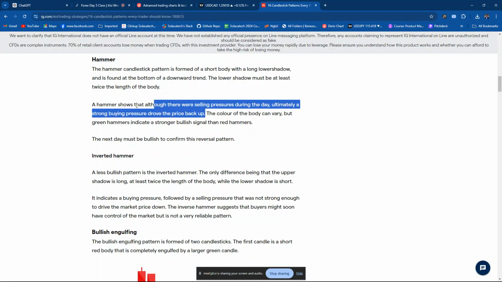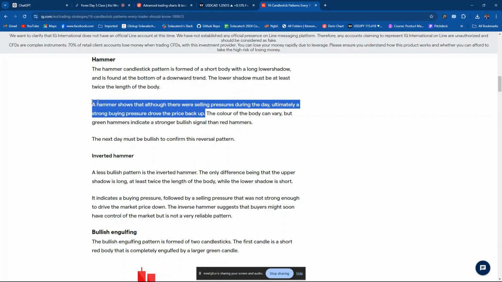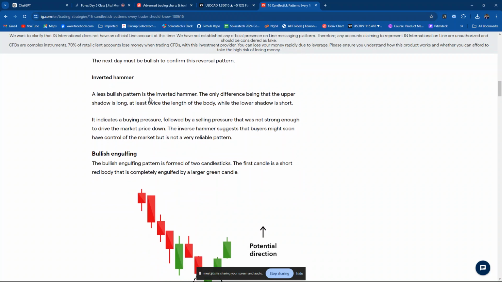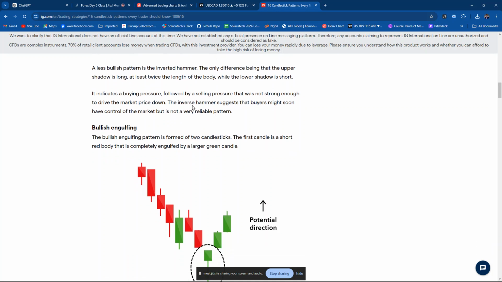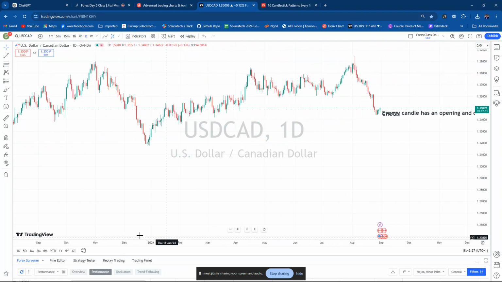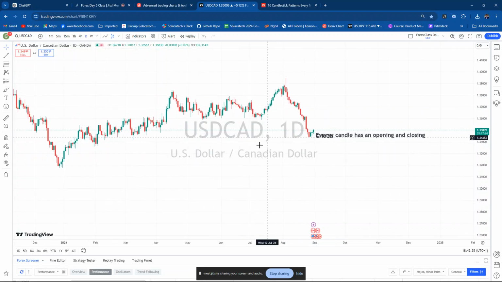When you see a hammer on your chart, it shows that there is a high chance that the market is going to reverse, go the opposite direction. So that's that. Then we have the inverted hammer. The only difference is the upper shadow is long, at least twice the body, while the lower shadow is short. So they call this one the reverse hammer. It's still a hammer, but reversed, whereby the wick is longer than the body, and it must close full. If it doesn't close full, it's not a hammer.